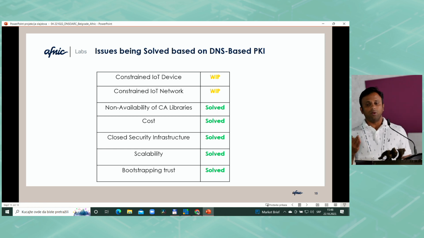In the case of having a single PKI, we can now have a federated PKI, so the closed security infrastructures could even communicate with each other. Then it is scalable, and bootstrapping trust is possible because this information had to be added only in the DNS, so we don't have any prior sharing of the keys.